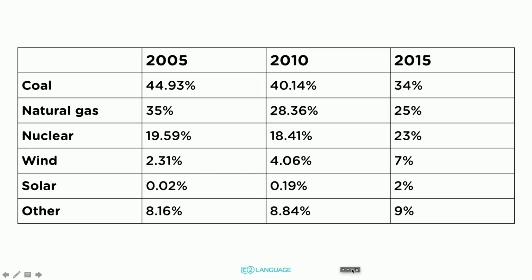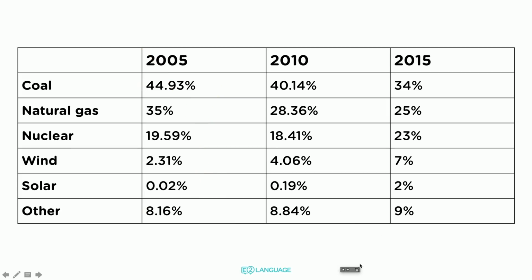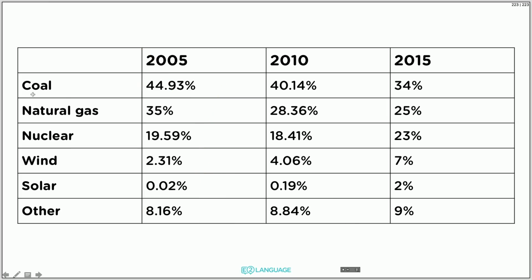Let me get that back up again. Now what we can do is compare 2005 and compare coal to natural gas, to nuclear, to wind, to solar, to other. That's going to be impossible. We're not going to go vertically down the columns. No way. That's crazy. What we're going to do instead is go this way.